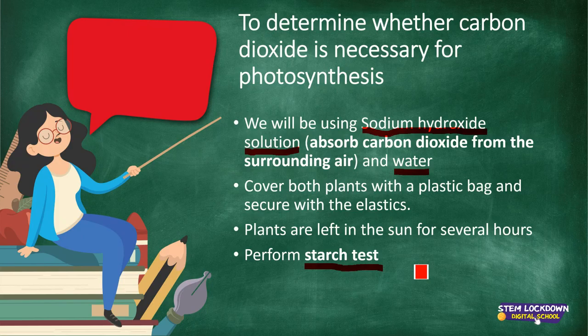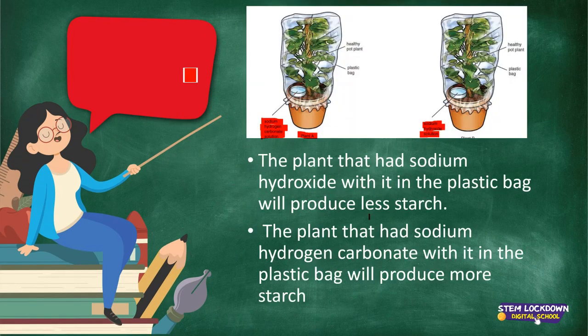To this particular test, that plants are left in the sun for several hours. Okay, so the plant is left in the sun for several hours so that photosynthesis can take place for this particular experiment. Remember that in order for photosynthesis to take place, we need light, we need sunlight, right? So that is why the plant is left in the sun for several hours, so that the plants can absorb the sunlight and photosynthesis can take place. I hope that answers your question.